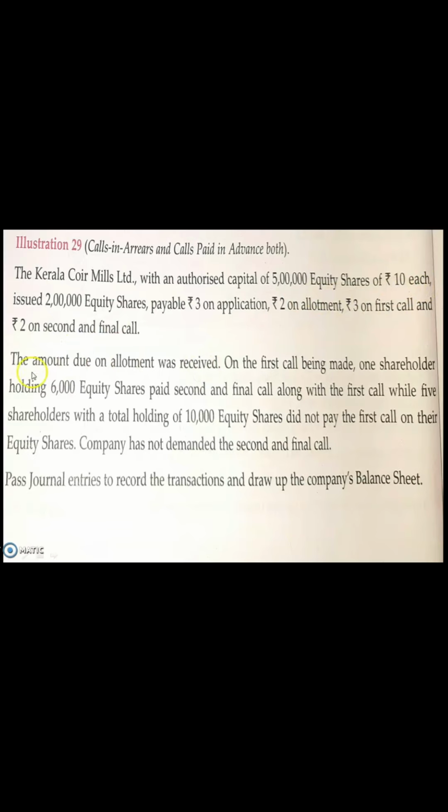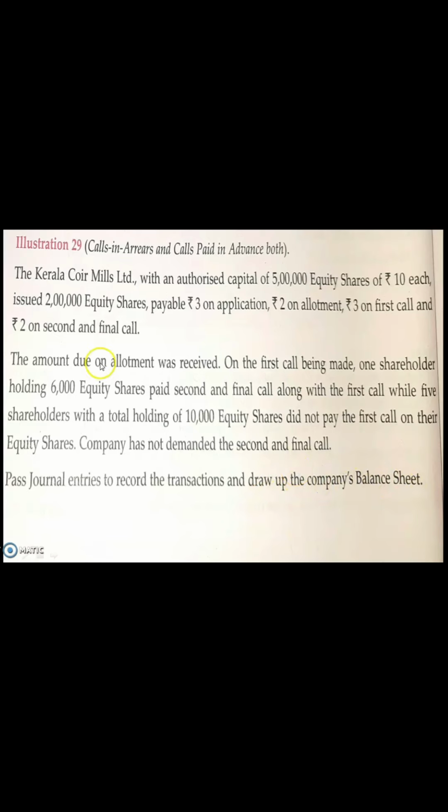The amount due on allotment was received. On the first call being made, one shareholder holding 6,000 equity shares paid second and final call along with the first call, while 5 shareholders with a total holding of 10,000 equity shares did not pay the first call on their equity shares. The company has not demanded the second and final call. Pass journal entry to record the transaction and draw up the company's balance sheet.